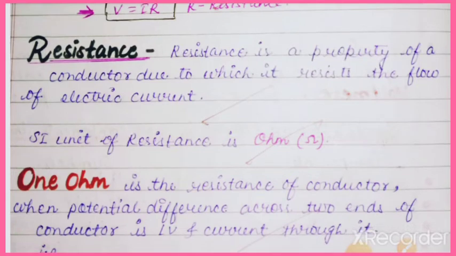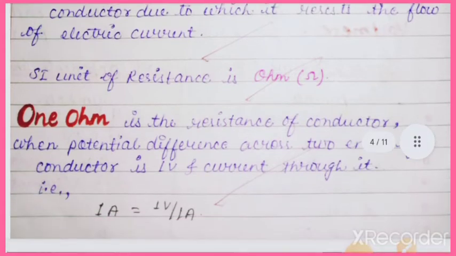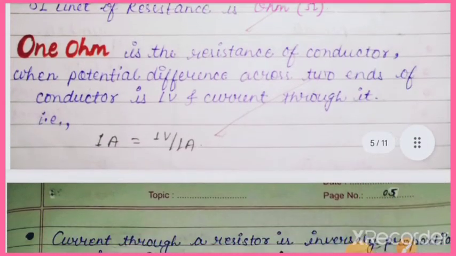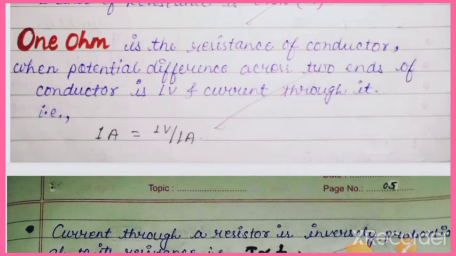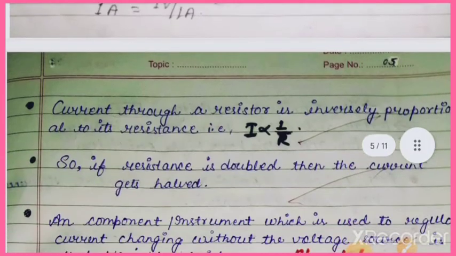Then resistance. What is resistance? Resistance is the property of a conductor due to which it resists the flow of electric charge. Basically, resistance is opposing the current. When current flows, it opposes the current, and the SI unit of resistance is ohm. And 1 ohm is described as you can see.